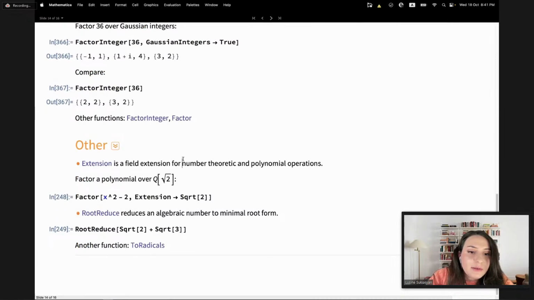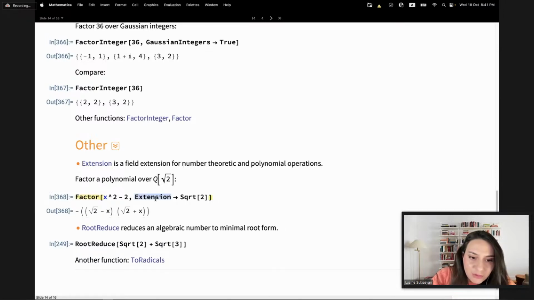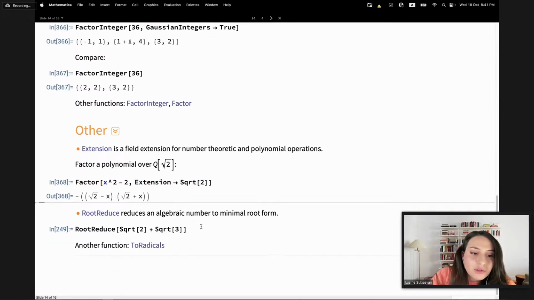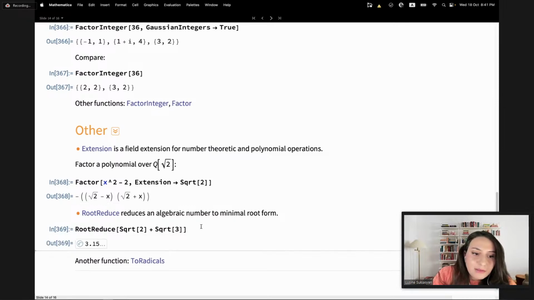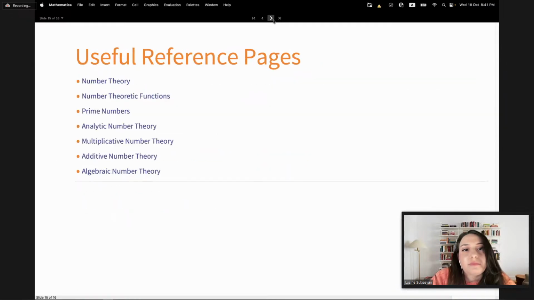And now, two sort of functions that we use in this category are Extension, RootReduce. Extension is a field extension for number theoretic and polynomial operations. For example, factor a polynomial over this field, and this is what you get, Extension SQRT2. Or use RootReduce, and that reduces an algebraic number to minimal root form. Yeah, like this. Another function here is ToRadicals. So yeah, this was it. A very brief introduction to number theoretic capabilities in the Wolfram language.